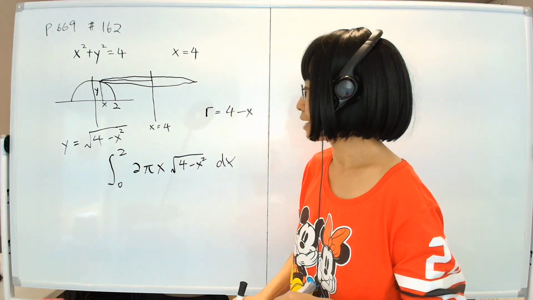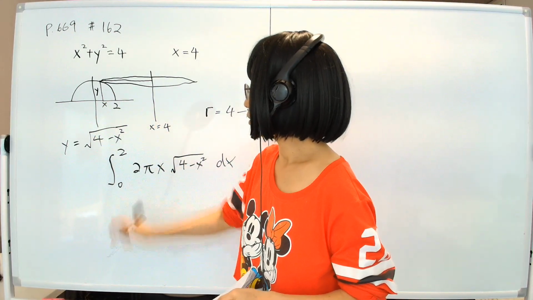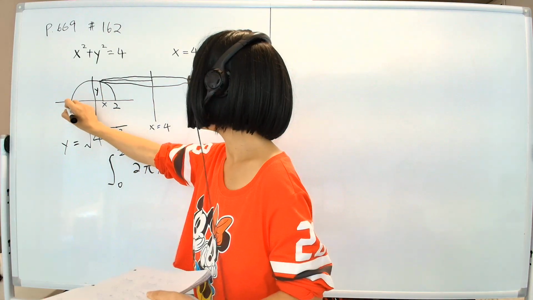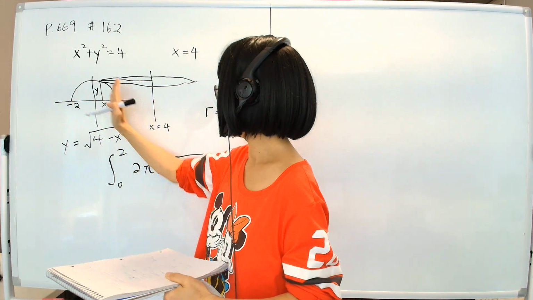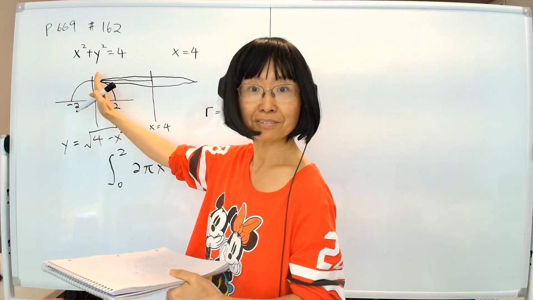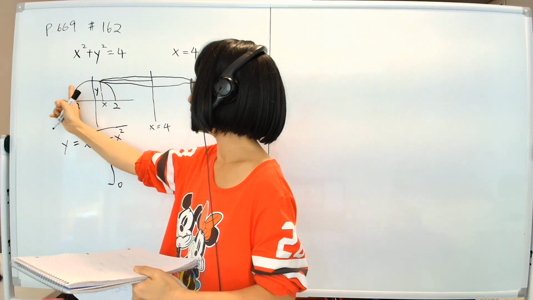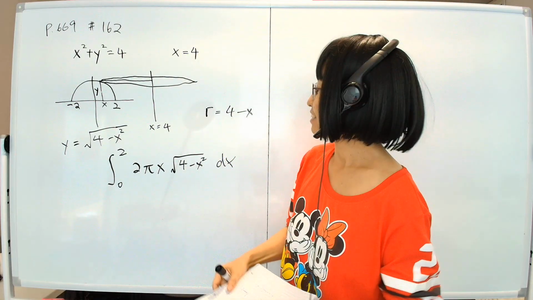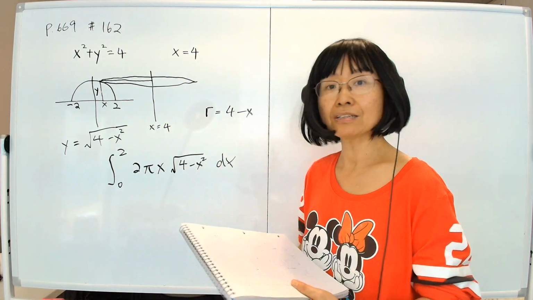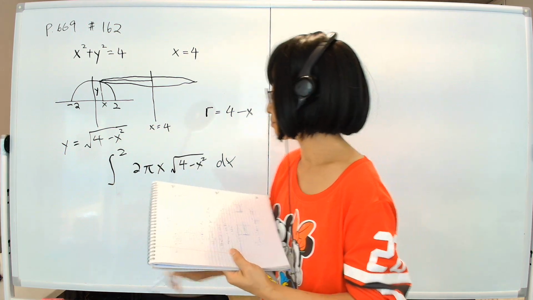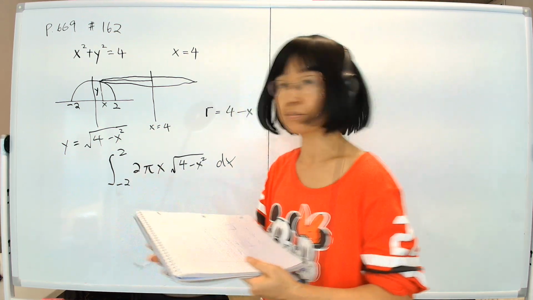And as you spin, wait a second, 0 to 2? No, it's from minus 2 to 2, sorry. Yeah, because the shell needs to go up here, and then that's only part of the donut. You've got to keep going all the way to over there, right? So if we integrate from minus 2 to 2, then we should be okay. Minus 2 to 2. All right.